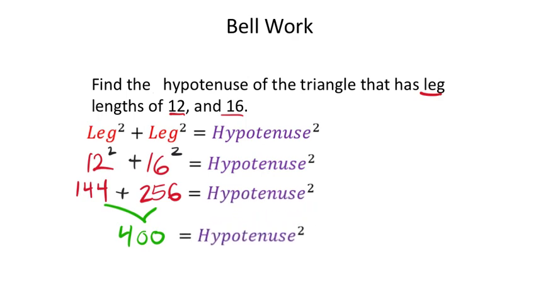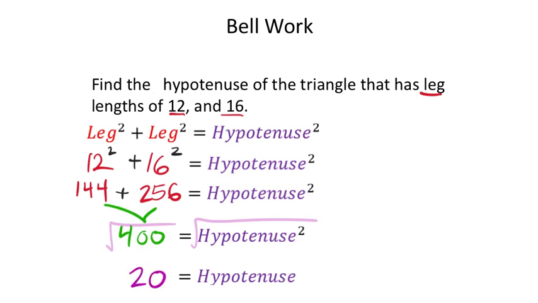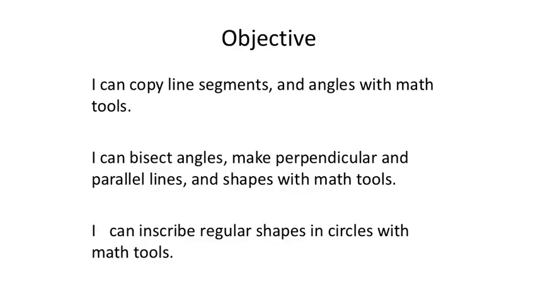What I'd like here is just the hypotenuse, not the power of 2. To undo that power of 2, I'm going to take the hypotenuse to the power of 2 and square root it. But if I square root one side of the equation, I've got to do the other side as well. And 400 square rooted is 20. That's it.